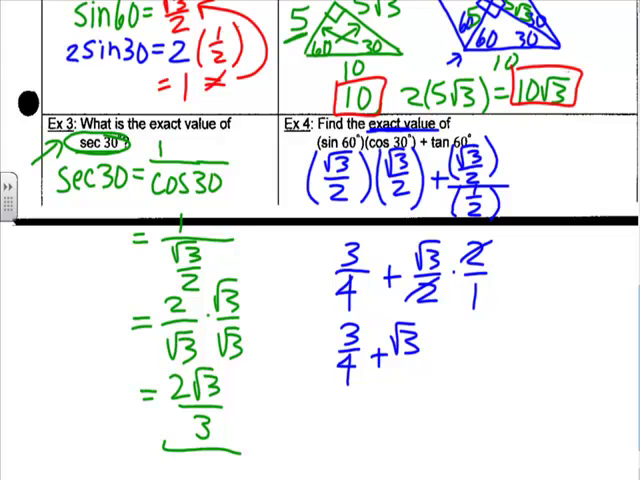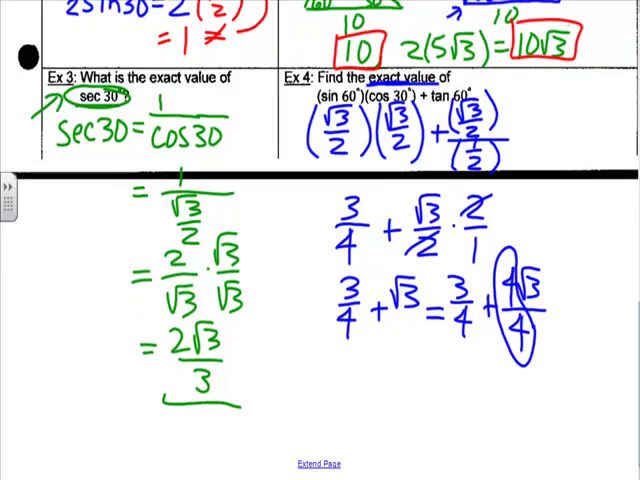But normally we wouldn't want to leave it that way. So I'm going to get myself a common denominator, which would be 4. So basically I'm just going to add a 4 to the top and bottom of this guy, because that's really like the number 1 right there. And we get 3 plus 4 radical 3 over 4. And if you were to actually type that into your calculator, it would be the decimal equivalent if you were to type sine 60 times cos 30 plus tan 60 as an exact value.